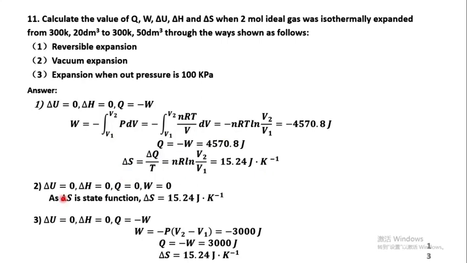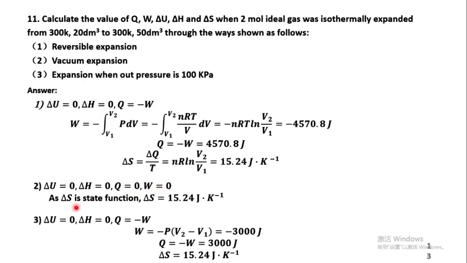In the second process, second small question, delta U equals 0, delta H equals 0, Q equals 0, W equals 0. This is because this is a vacuum expansion process, so W equals 0, so Q equals 0, because Q equals delta U minus W.